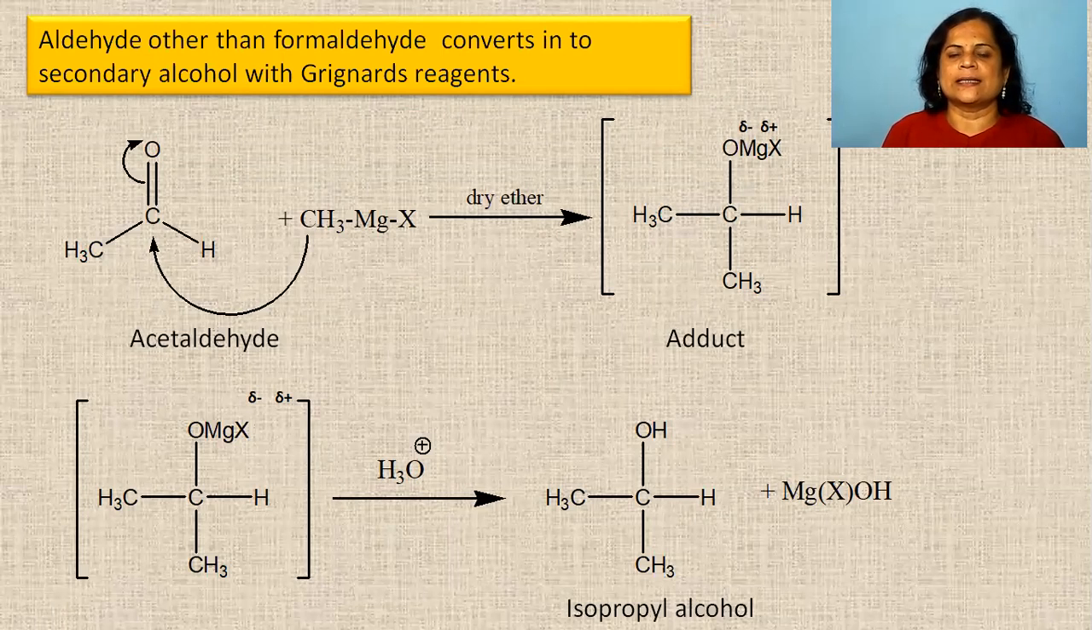Let us take acetaldehyde as an example for this reaction, when acetaldehyde reacts with CH3MgX. CH3 forms a bond with the carbonyl carbon of acetaldehyde and MgX with the carbonyl oxygen, and an adduct forms in which one more alkyl group has been introduced. Acetaldehyde contains 2 carbons, but the complex contains 3 carbons, and therefore after acid hydrolysis of that adduct we get isopropyl alcohol, as we introduce one more alkyl group from the Grignard reagent.